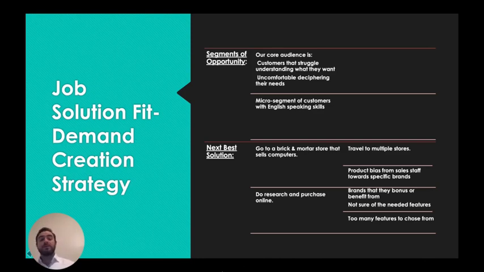Currently, the very next solution is going to a brick and mortar store, which, well, for some people might be normal. It can become a chaotic approach. You have to travel to multiple stores, right? If you have questions, you have to ask the sales representative, who might be biased toward the brand that he prefers, the brand that he has used, or the brand that is on special, right?